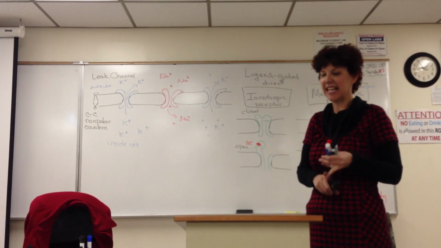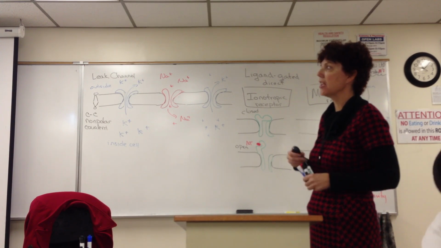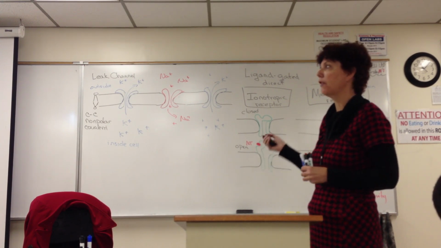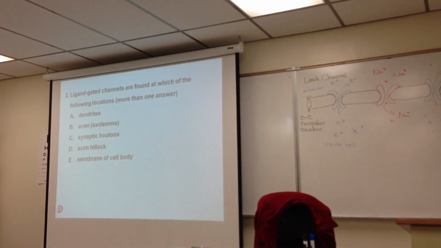Light-gated channels. And now our third type, well, first of all, light-gated channels would be found on which of the following locations of the neuron? We talked about this at the very beginning of this unit. The dendrites and the cell body. All right?